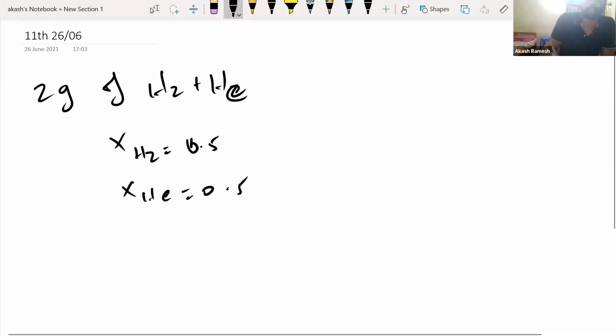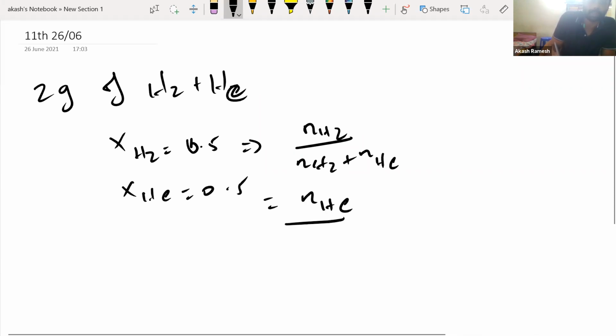Now, if I put it in the formula, how will I put it? It will be number of moles of H2 divided by number of moles of H2 plus number of moles of helium. Again, this would be number of moles of helium divided by number of moles of H2 plus number of moles of helium. This is what I have. Correct? Now what I need is the mass of helium and the mass of H2 present. That's what we need, right?